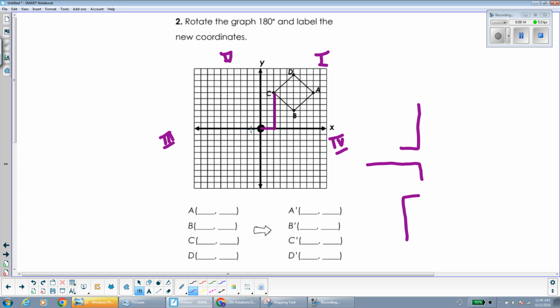And this makes sense because if I start here and I go this way and this way, it'll put me in quadrant number 3. So this was 2, 1, 2, 3, 4, 5, 6. And here I have my rotated point, C prime. So the original was 2, 6. And our rotated one is -2, -6.